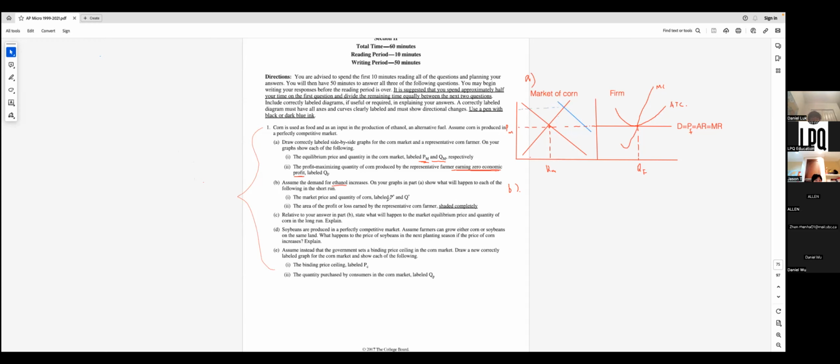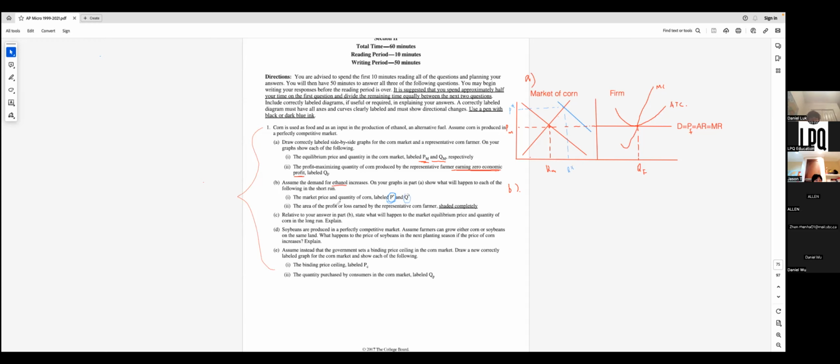So higher price, to follow the requirement of the question. So P star and Q star. So we finish B number 1.